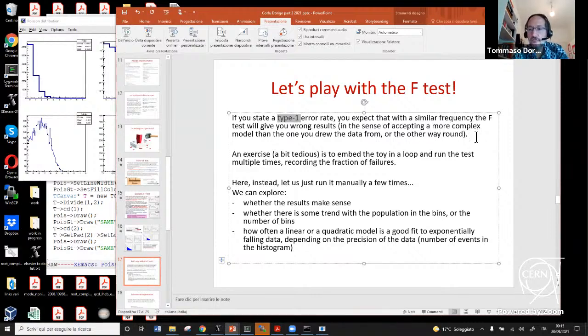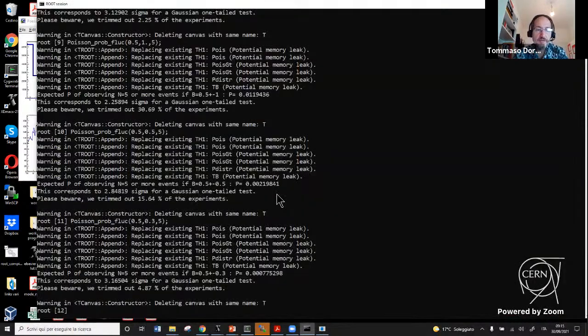You expect that if you model data from a uniform distribution and you try to fit it with a linear or with a quadratic, sometimes the data will fluctuate and make the F-test prefer the more complex model. So we could, in fact, measure the number of times that the Fisher F-test fails to give you the right model by resampling this. It's a bit tedious to implement this in the code. It's nothing difficult anyways, you can do it. But let's instead run this macro manually. So let's go back here.